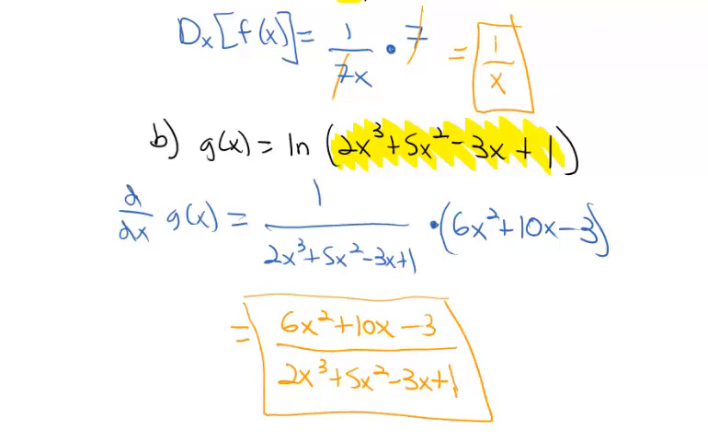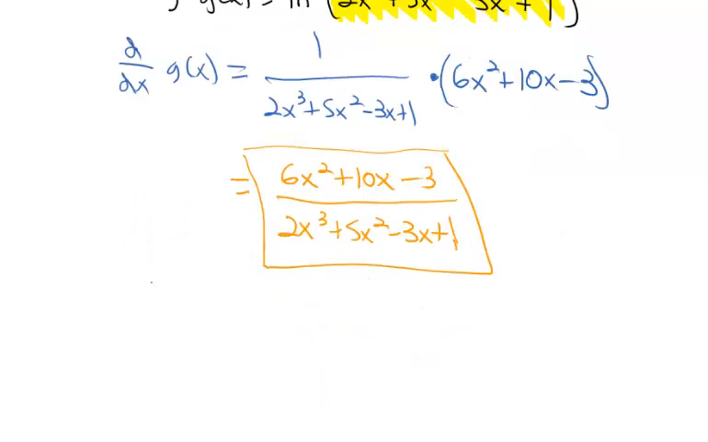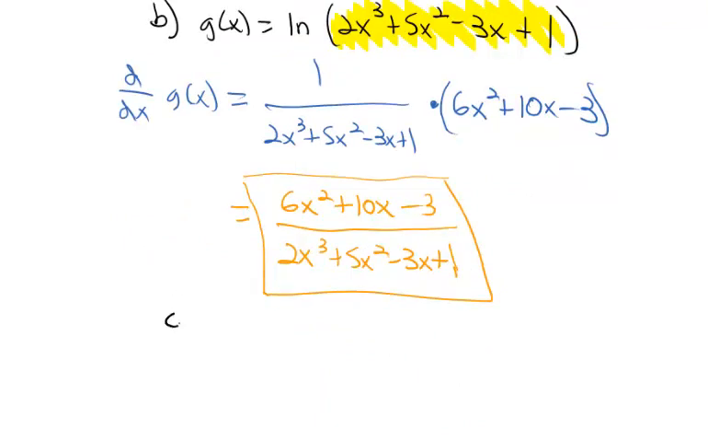Let's try another problem. H of x is equal to 7x natural log of x squared.